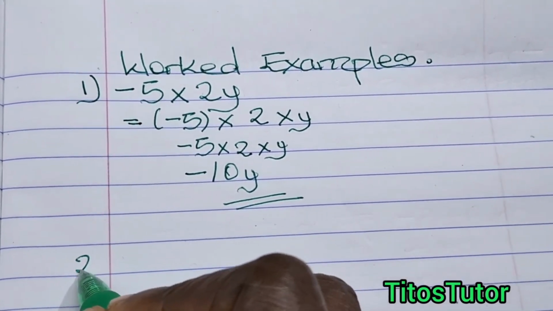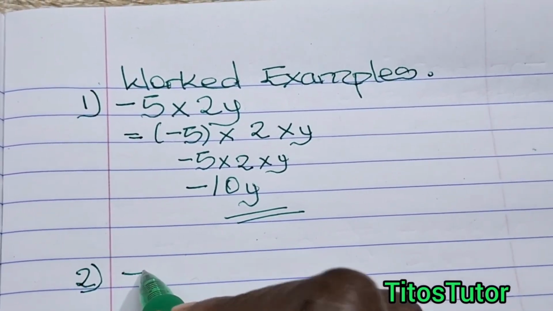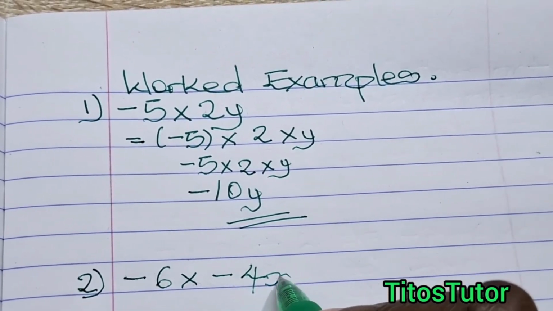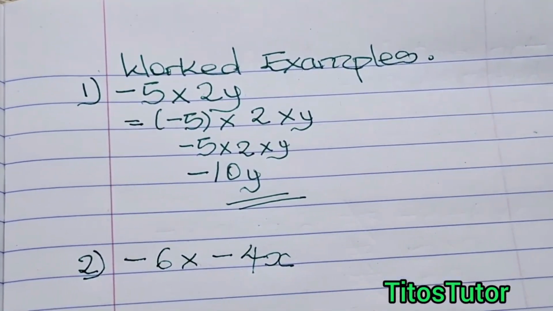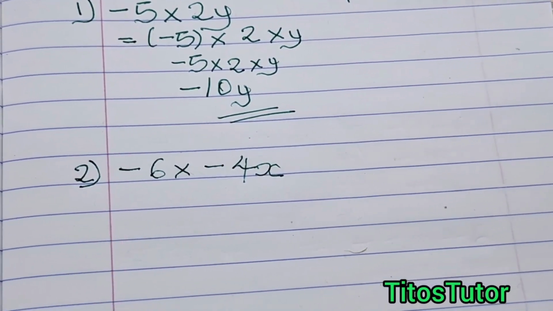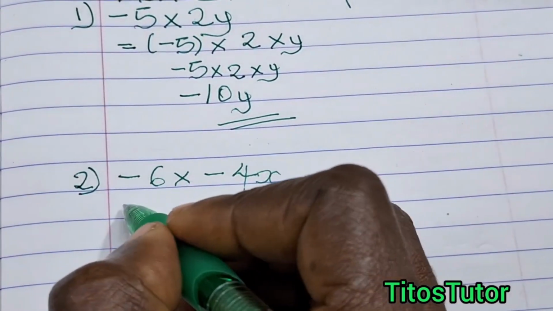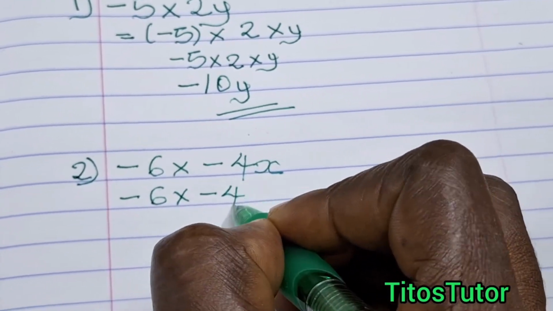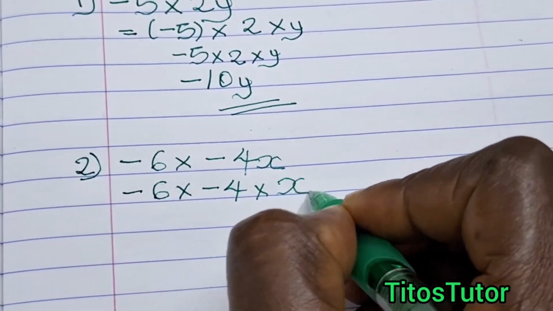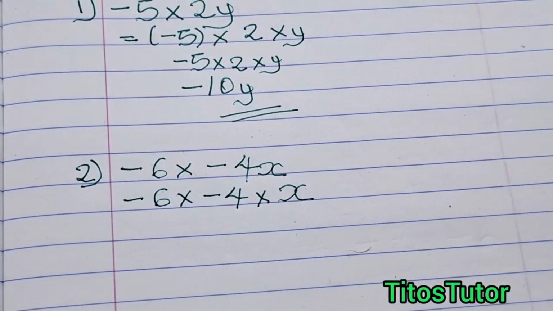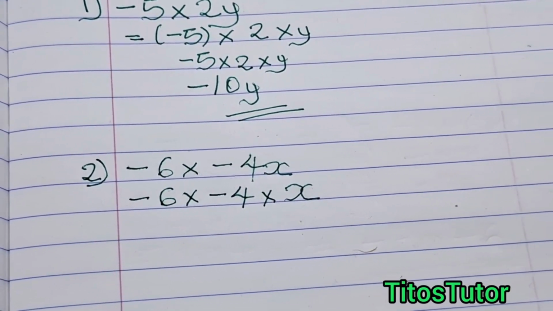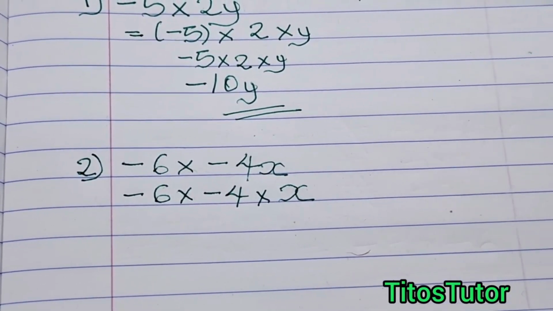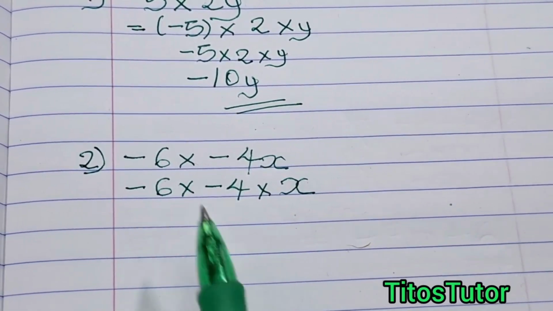Here's our second example. It's negative 6 multiplied by negative 4x. Okay? So in this case, what you do is this. You do negative 6 multiplied by negative 4 multiplied by x. So my x does not look like a multiplication sign. I usually write it with two c's backing each other, so it doesn't look like a multiplication sign.